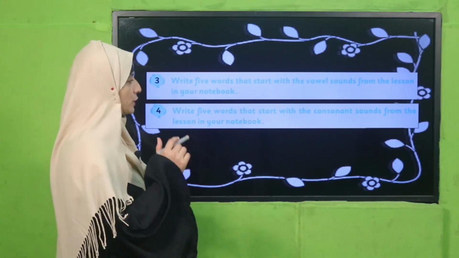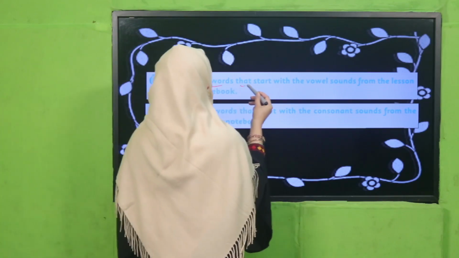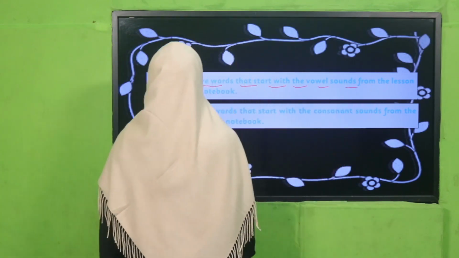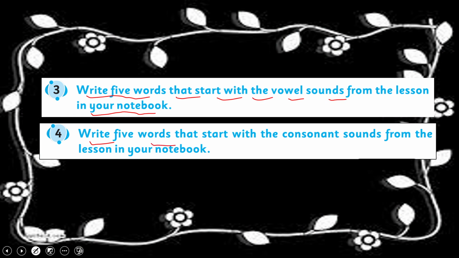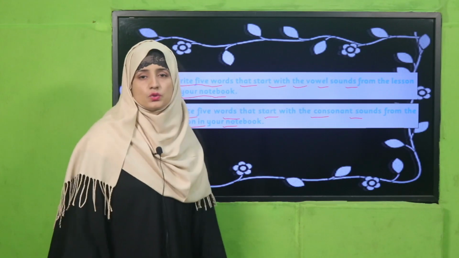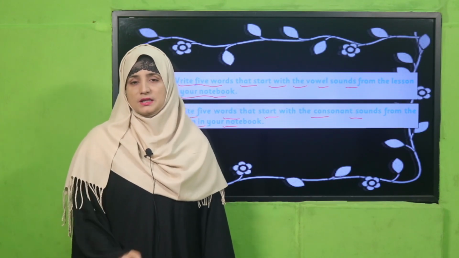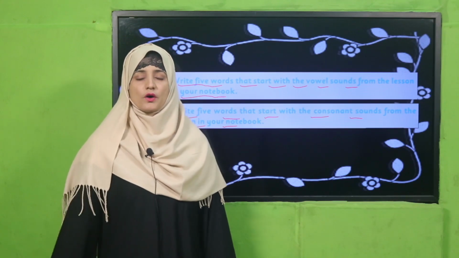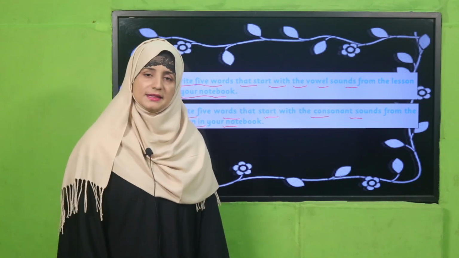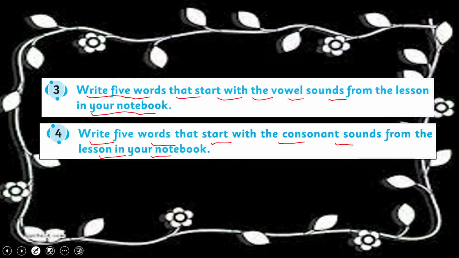So see there, what you have to do: write 5 words that start with vowel sounds from the lesson in your notebook, and write 5 words that start with consonant sounds from the lesson in your notebook. My dear teacher, you have to pause the video and get students to write these in their notebooks. They will search out words from that lesson and write them. So pause the video and perform this activity in your class.